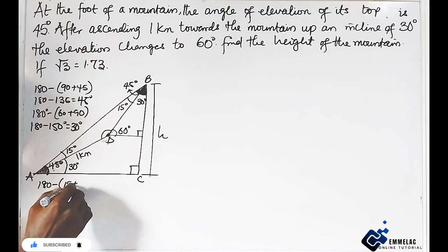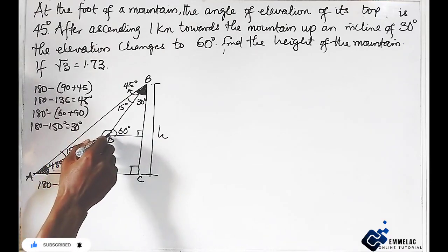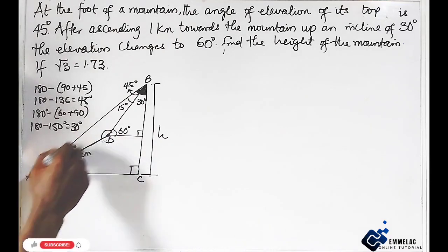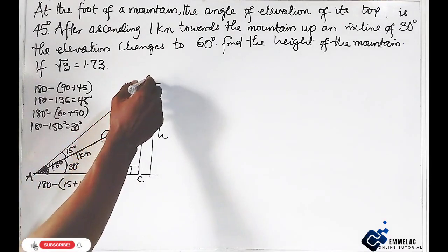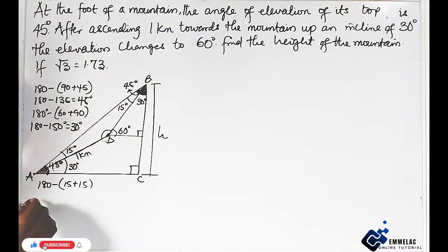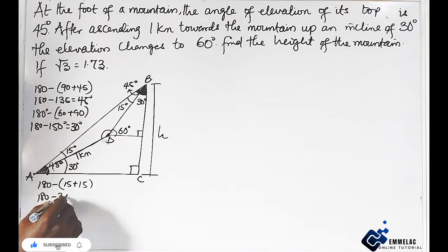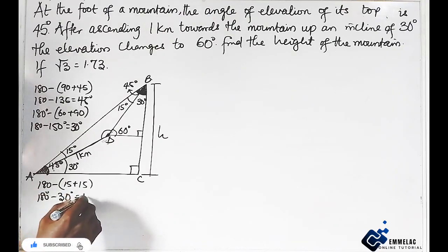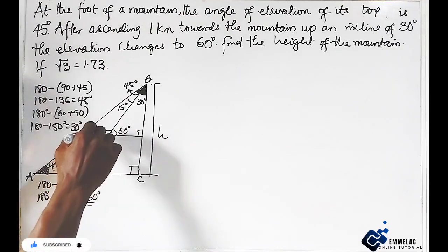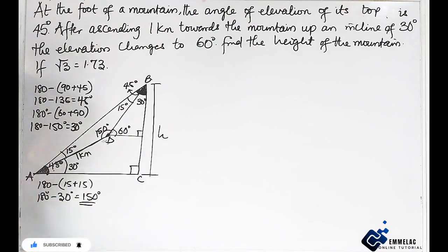If here is 15, here is 15, now here should be 180 minus (15 plus 15), because this is a triangle. Now considering A, B, and D, it's a triangle. So here you have 180 minus 30, which will give us 150 degrees. So here is 150 degrees.